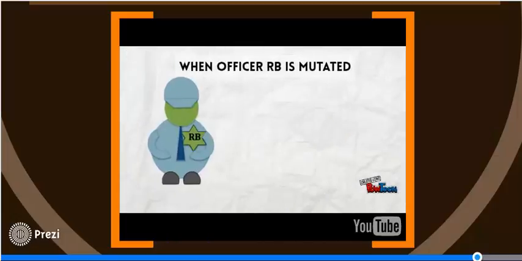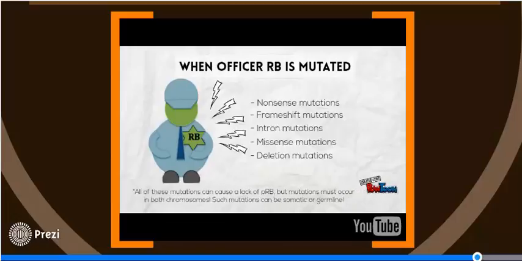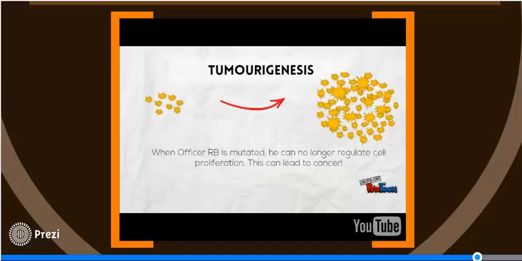When Officer RB is mutated, he's no longer able to bind E2F. These may be inactivating mutations or promoter hypermethylation, resulting in gene silencing or increased sequestration, causing E2F to allow premature cell cycle progression and excessive proliferation. Such unregulated proliferation, if not stopped, can lead to tumorigenesis.